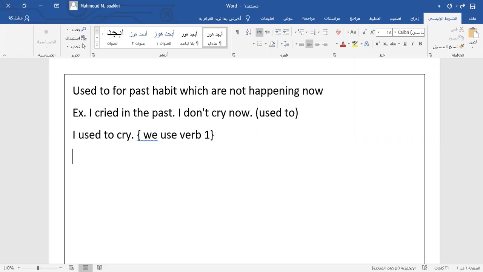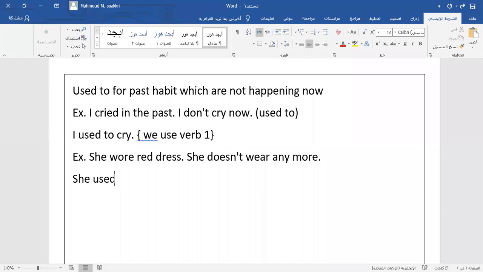Let's have another example. She wore a red dress. She doesn't wear it anymore. I use used to here. I say she used to wear. Wear is verb one from the verb wore. She used to wear a red dress.